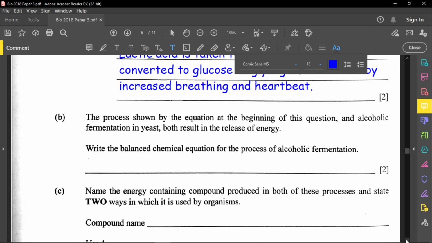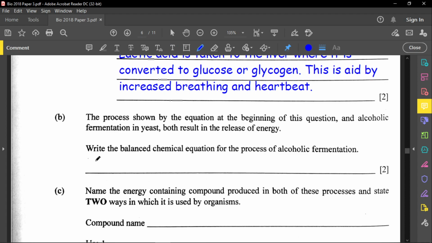In fact, they're both respiration. Now, this one is asking us to write a balanced chemical equation for the process of alcoholic fermentation. So what I need to put here is glucose. I'm going to write this in, because typing is going to cause me not to have my subscripts. So here I'm going to have C6H12, which is my glucose. So that will be our glucose.